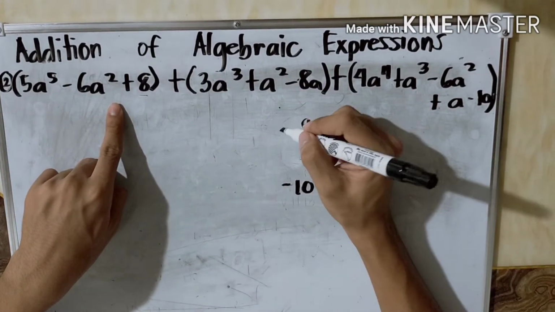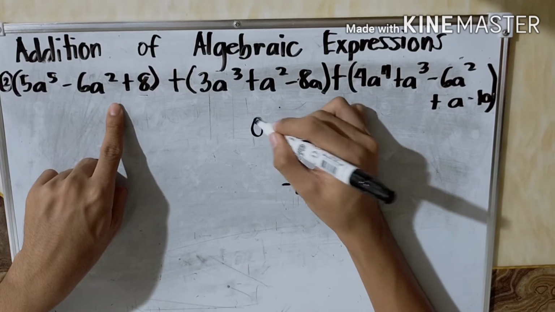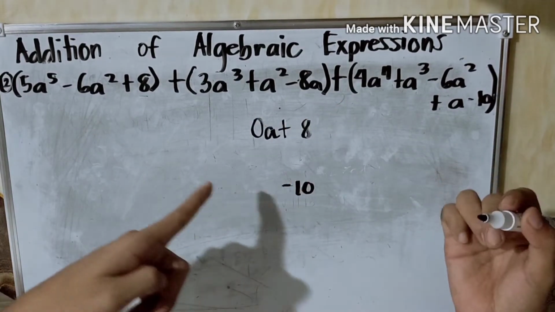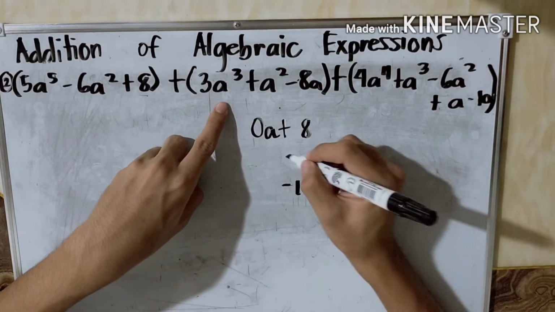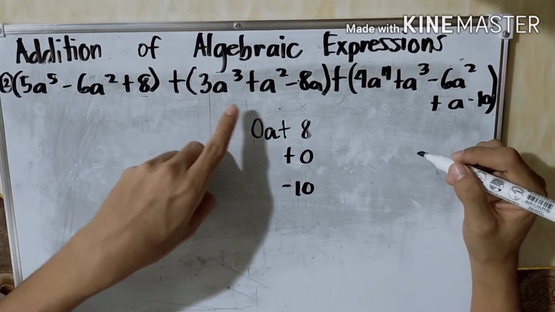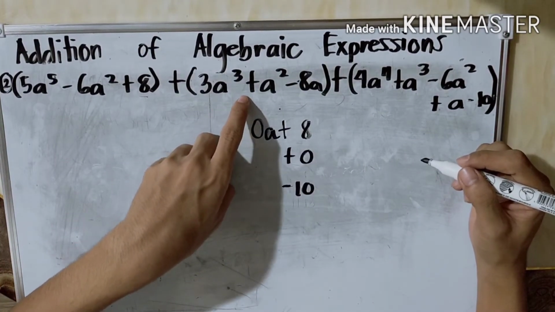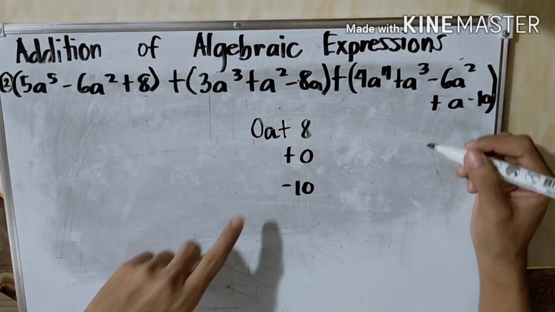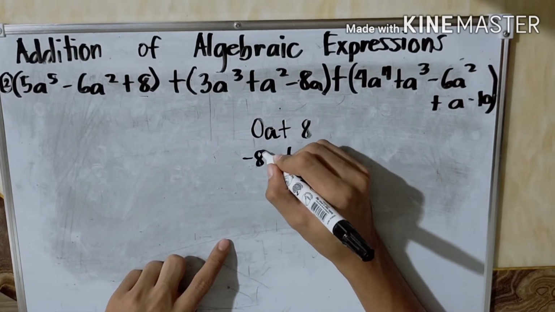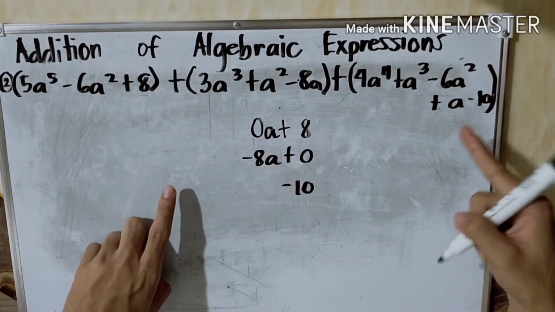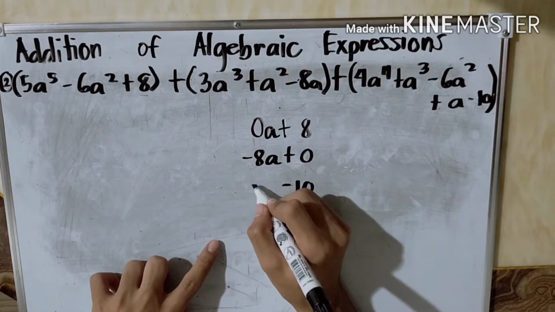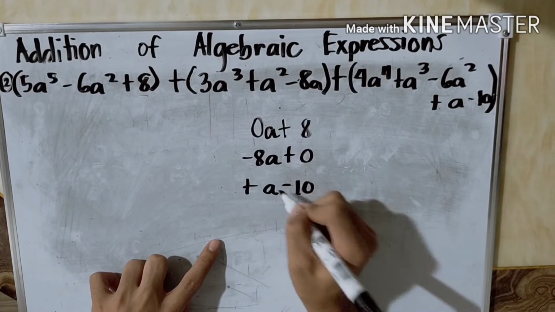Kaya, lagyan natin dito ng 0a para hindi tayo malito. Pwedeng space na lang, pero pwede rin maglagay ng 0a. Sa ating second, so lagyan na natin to ng 0. Second expression, meron. Negative 8a. So, yun ang katapat. Negative 8a. Magkatapat to, a. Dito, meron din, which is positive a.